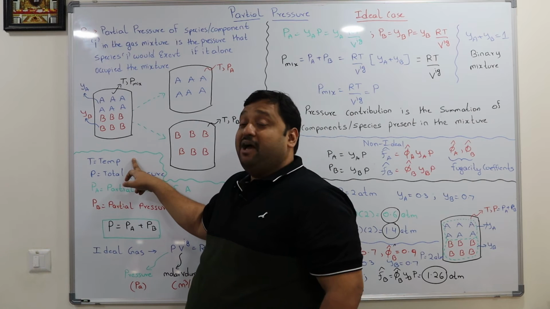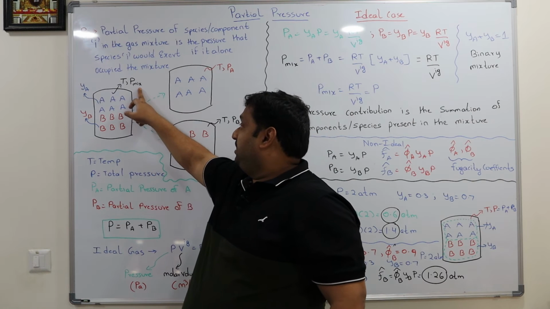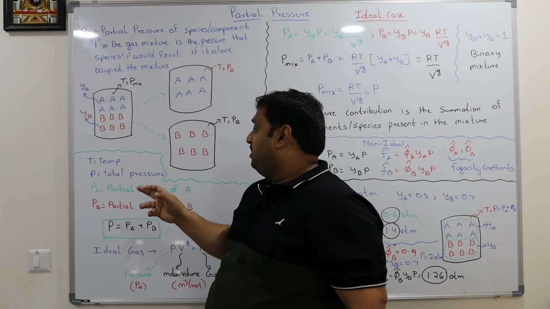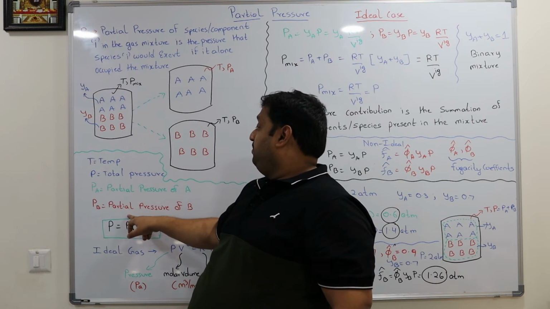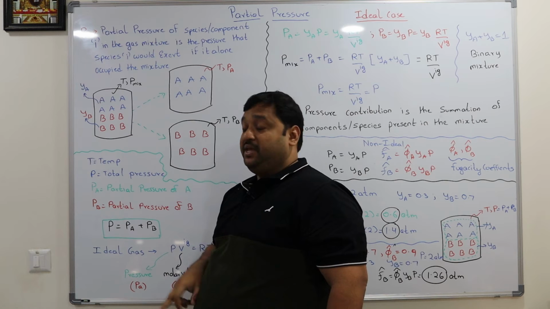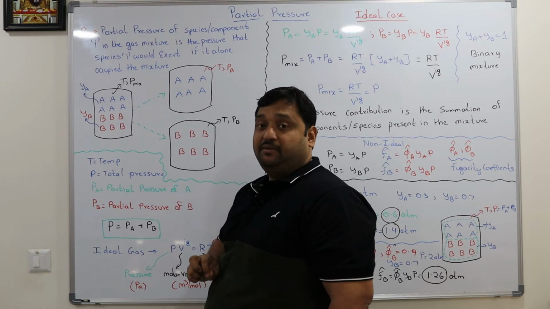So I have explicitly written T is the temperature, and P mix is the total pressure, PA is the partial pressure of A, PB is the partial pressure of B, and my total pressure is the contribution from A plus B, which is PA plus PB.